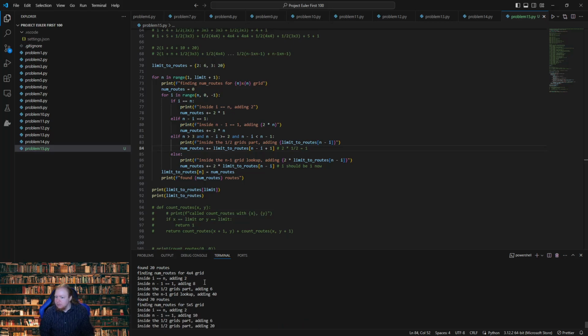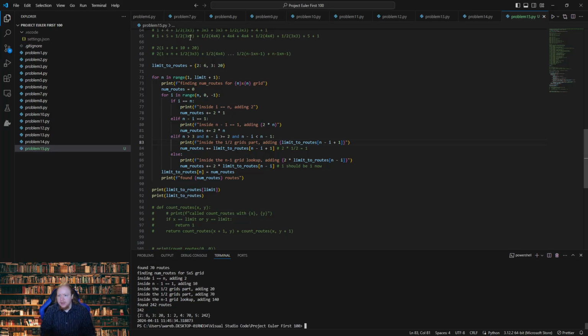Okay. 70. Okay, well, I didn't change my documentation. That's my bad. So 2, 8, 20, 40. That is the correct answer. Let's see if we do it for the 5x5 grid.